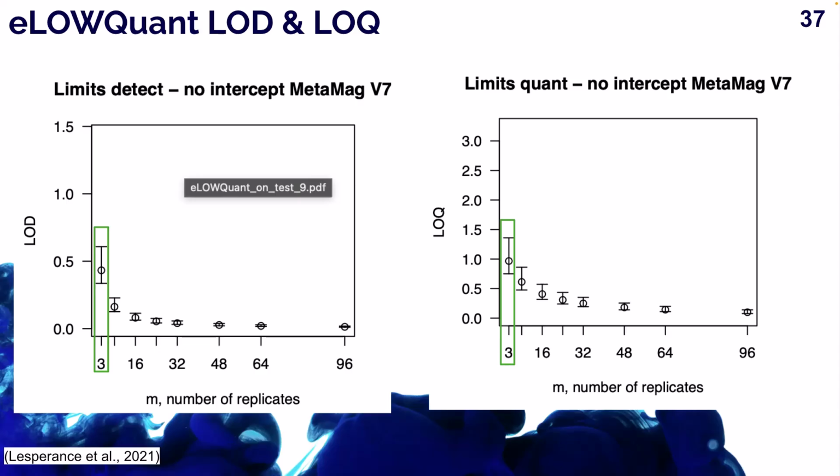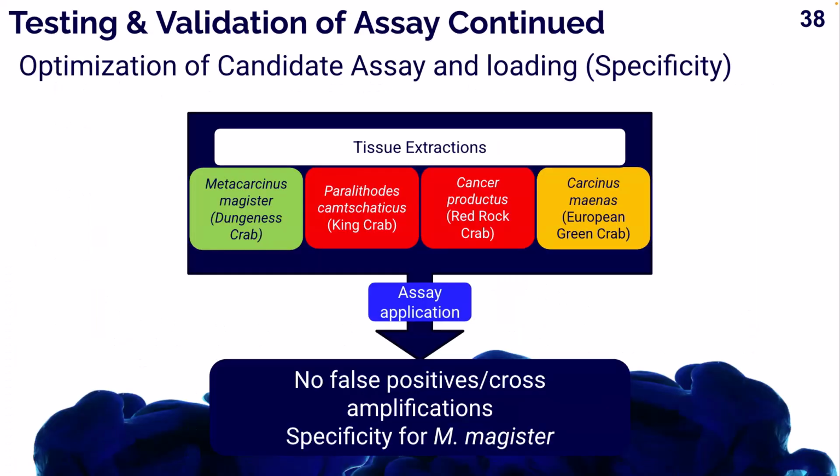Now that we have our sensitivity nailed down, we look to begin testing our specificity. This was done using tissue extractions of Dungeness crabs and two closely related cancrids, and then our outgroup cancrid, which co-occurs in the same area due to its invasiveness. We applied the assay there, and we got no false positives or cross-amplifications, meaning it was very specific for Dungeness crab.